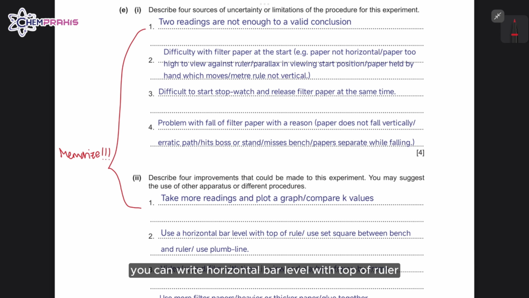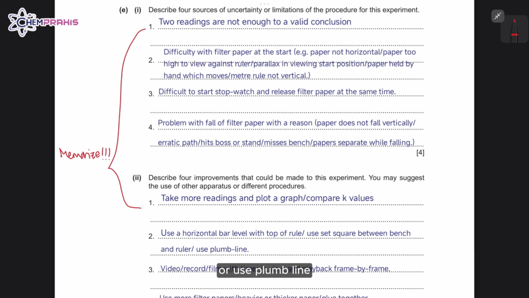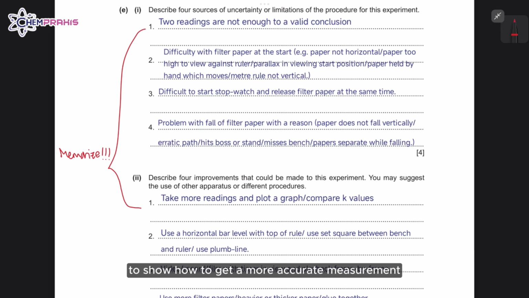And for the improvement, you can write horizontal bar level with top of ruler, or use set square between bench and ruler, or use plumb line. You can always suggest a formula or directly draw a diagram to show how to get a more accurate measurement if you do not know how to describe them.